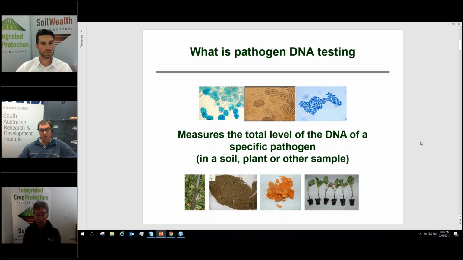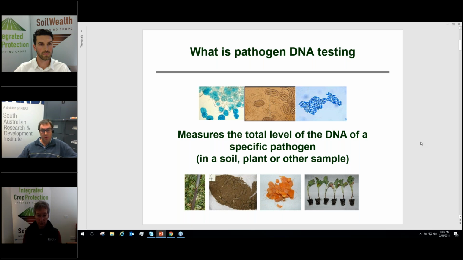Now, that gives you very detailed information on the breakdown of, say, nematodes, which is more difficult to do by traditional methods, but it also means that we only pick up things that we have specific tests for. So that's something you have to bear in mind when you're using this technology.